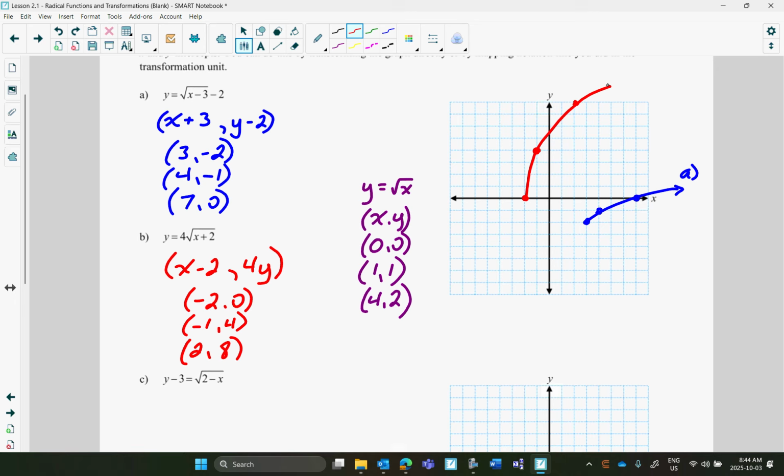And you can see that does make sense because it did shift to the left and we stretched it vertically. So we took this one and pulled it up.